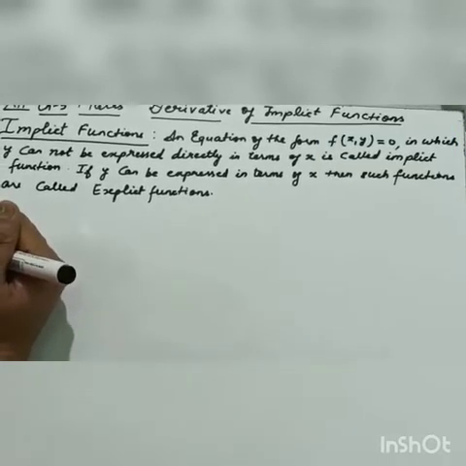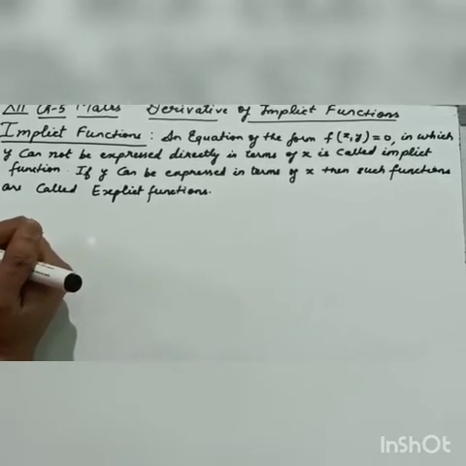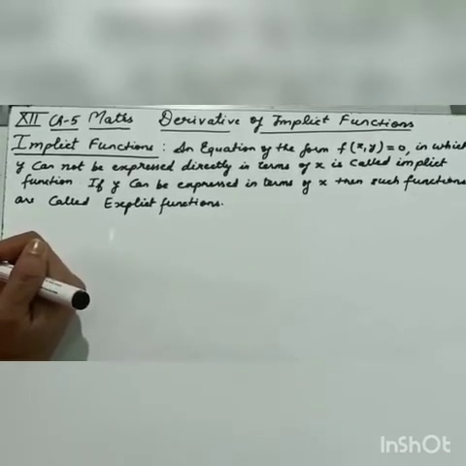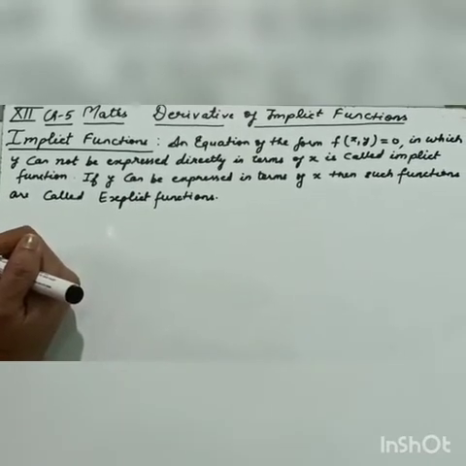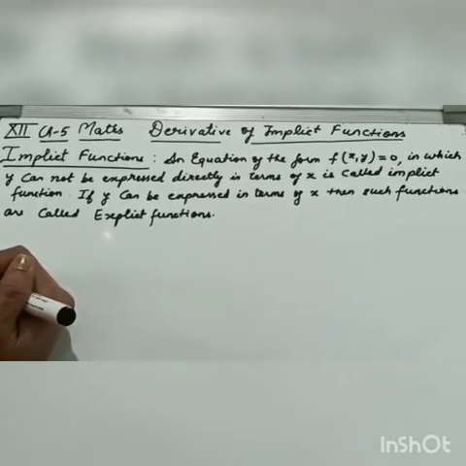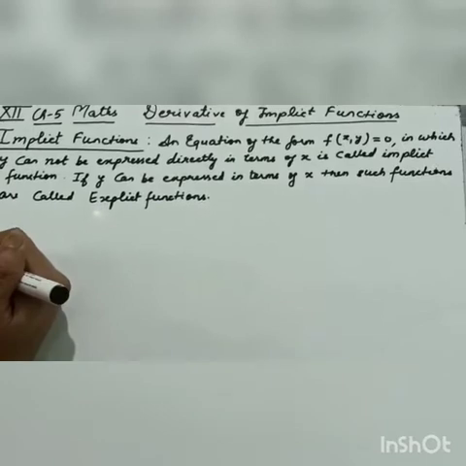Today we start the topic, the derivative of implied functions. First of all, we understand what we mean by the term implied functions. Implied functions are those functions in which y cannot be expressed directly in terms of x. And if it is possible to write y in terms of x, then such functions are known as explicit functions.